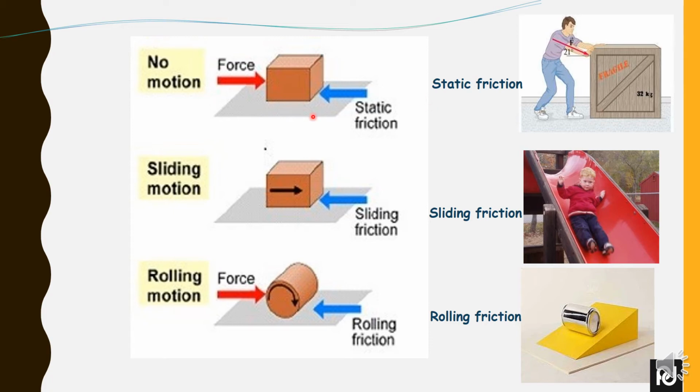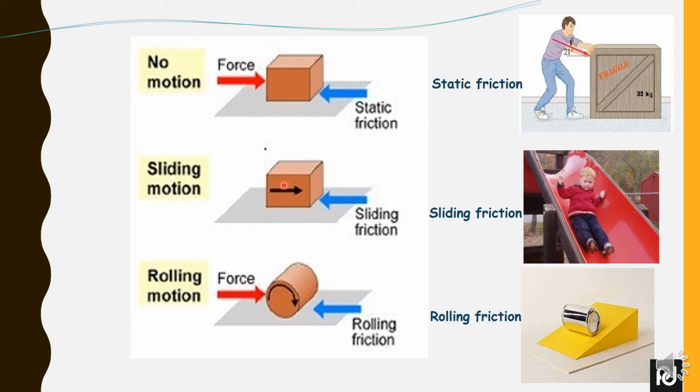Now here, as you can see, there is no motion because the force that we are applying and the static friction which is present between the object and the surface are equal. So the force of friction and the force that we are applying are equal, and hence there is no motion. So displacement will be 0.